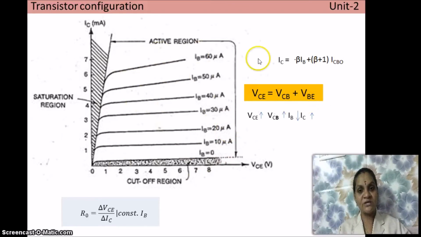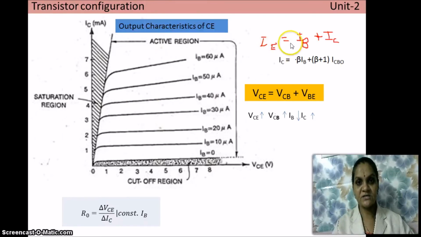For this you have to keep these expressions in mind. The first equation is emitter current equal to base current plus collector current. The second is the expression we derived for the collector current in a common emitter configuration: IC equals beta into IB plus (1 plus beta) into ICBO. And one more expression is VCE equal to VCB plus VBE. We already discussed these in the input characteristics. So the operation of the output characteristics depends entirely on these three expressions.